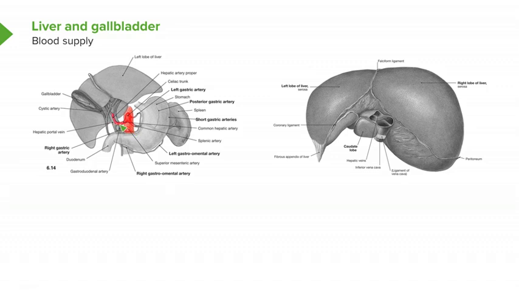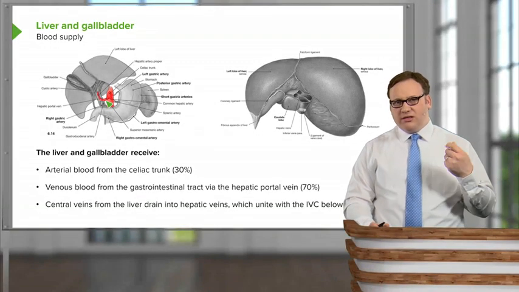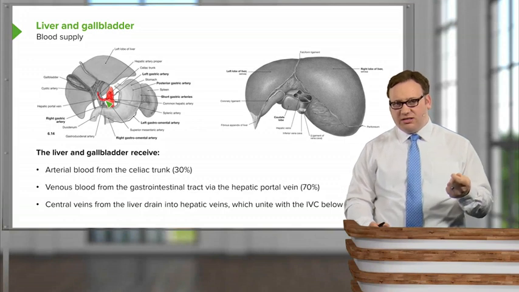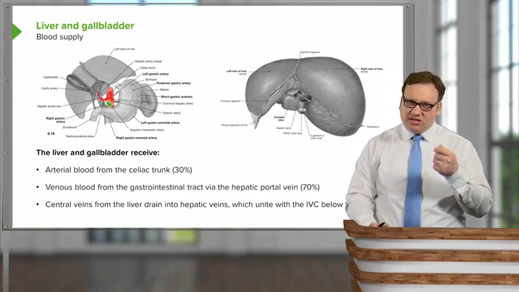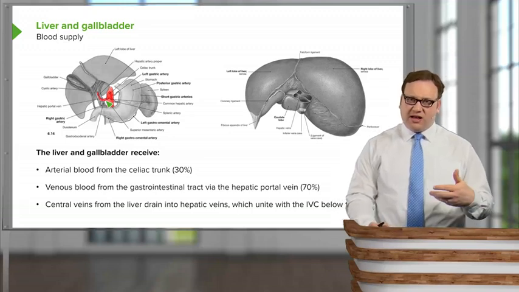Now, the hepatic artery provides only about 20% of the blood supply to the liver. It supplies the nutrients and the oxygen that allows the liver to function. Just like every organ that needs oxygen needs nutrients, this is carried out by the hepatic artery via the celiac trunk.